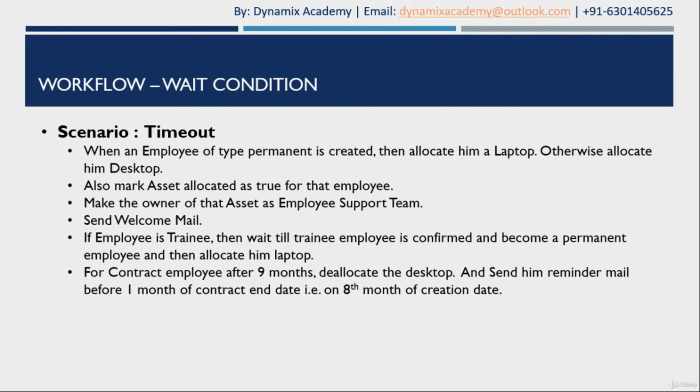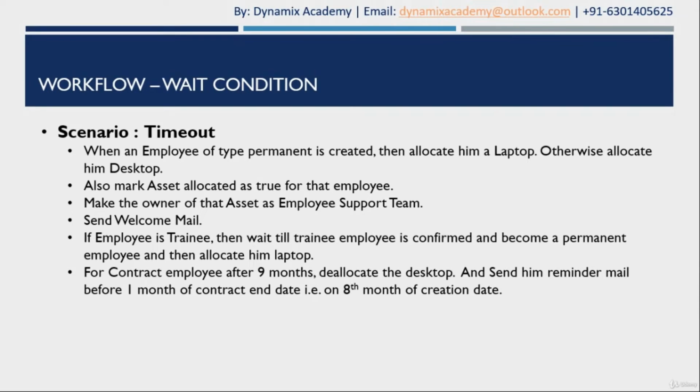But on the 8th month, that means 1 month before the contract gets terminated, you need to send a reminder mail to that employee that next month your contract is getting terminated, so please take necessary actions and initiate the contract renewal process. So here we are doing two things. On the 8th month we send the reminder mail, and on the 9th month you need to compulsorily deallocate the desktops that were allocated to this contract employee.